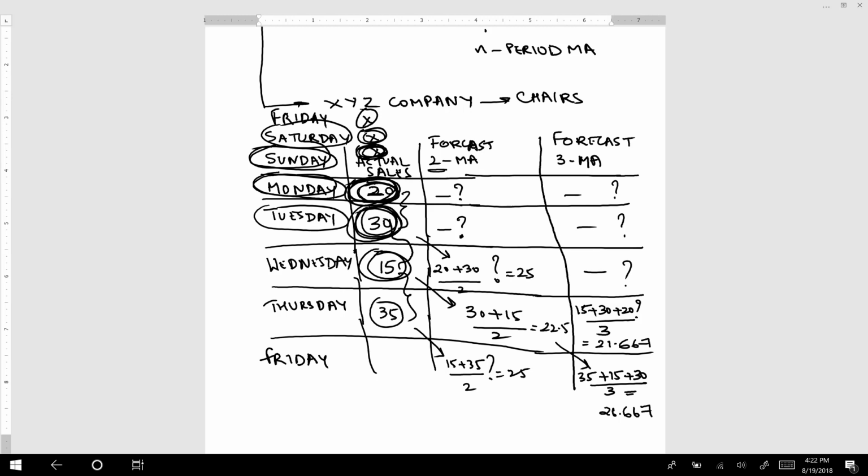So this is how you calculate a moving average. You just need to know the time period and how many previous time periods you take the average of.